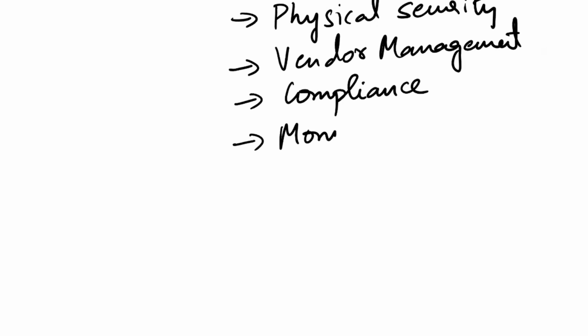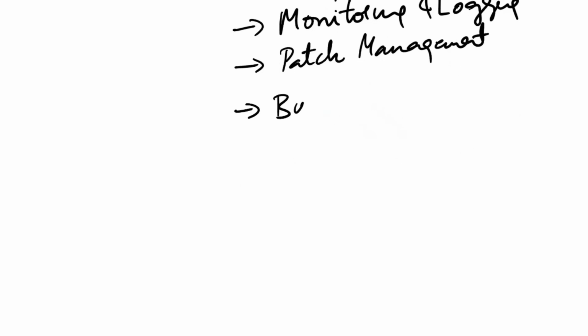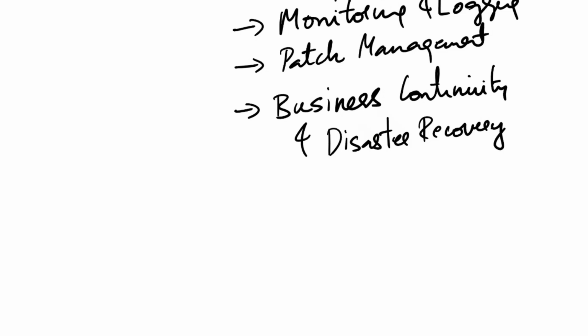Next, security monitoring and logging. Evaluate the organization's security monitoring and logging capabilities. Ensure that there is a centralized logging system in place and that logs are regularly reviewed for suspicious activities. Next, patch management. Assess how the organization identifies and patches software and system vulnerabilities. Ensure that there is a well-defined and efficient patch management process in place. Next, business continuity and disaster recovery. Review measures in place to ensure business continuity in the event of a cyber incident. Verify the testing and effectiveness of disaster recovery plans.